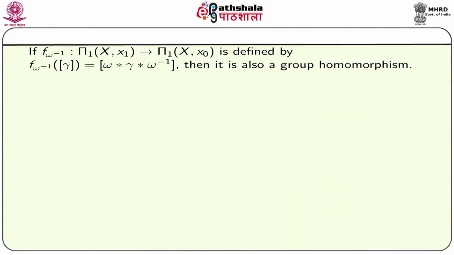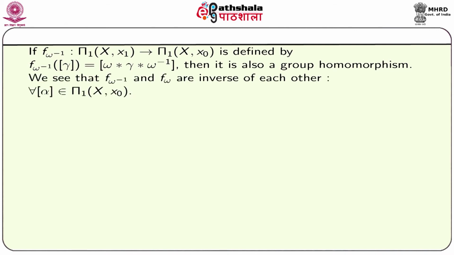Now, we intend to show that this is not only a homomorphism, it is an isomorphism. So, we want to find a bijection, rather an inverse of f omega, and we claim that f omega inverse will serve the purpose. So, if we restate, f omega inverse of any point class gamma is omega star gamma star omega inverse by the definition of F omega inverse, and proceeding exactly the same way we get that F omega inverse is a group homomorphism.